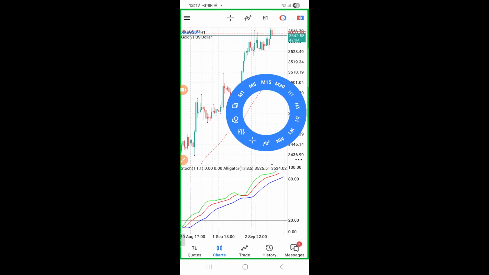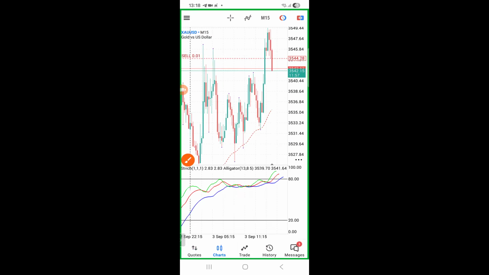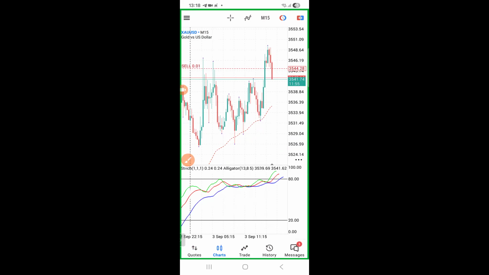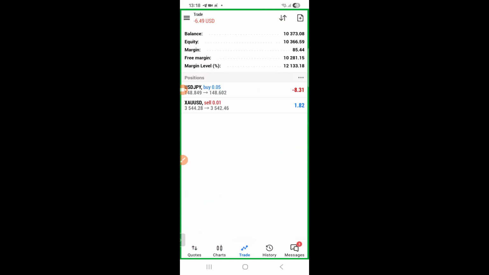Just tap on your screen and you can see the numbers. So you click on 15 minutes. Look at it. So it's selling, right? Gold is selling. Now let's go. We're already in $2 profit, or less than $2 again.